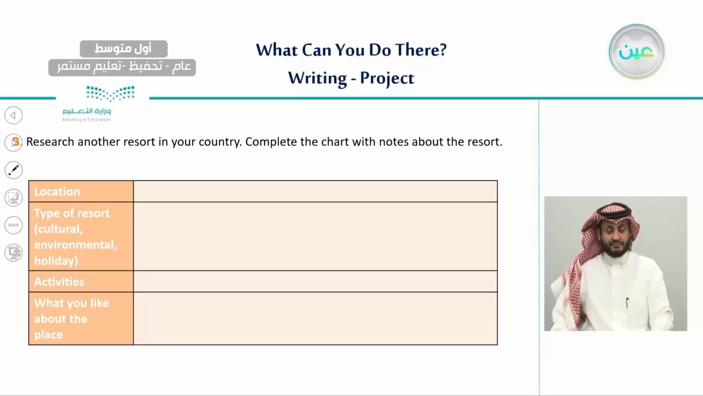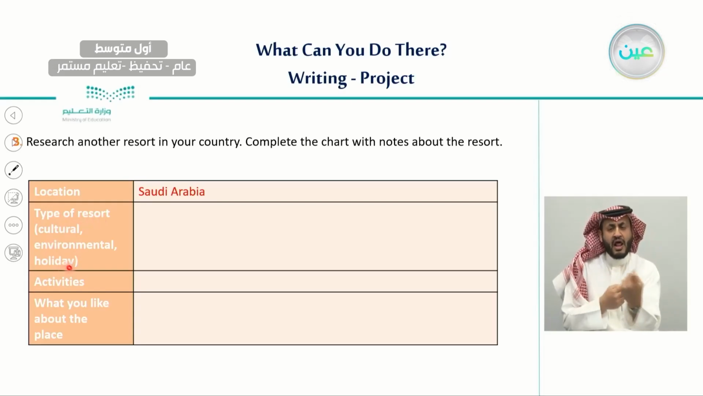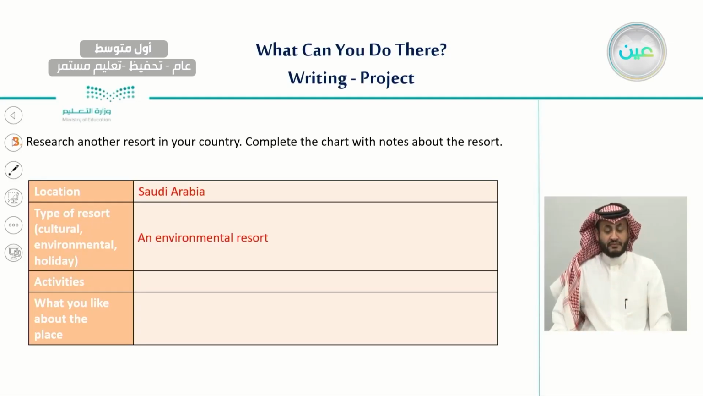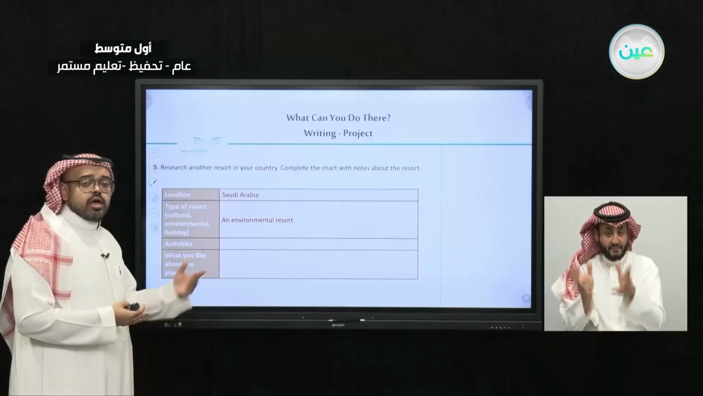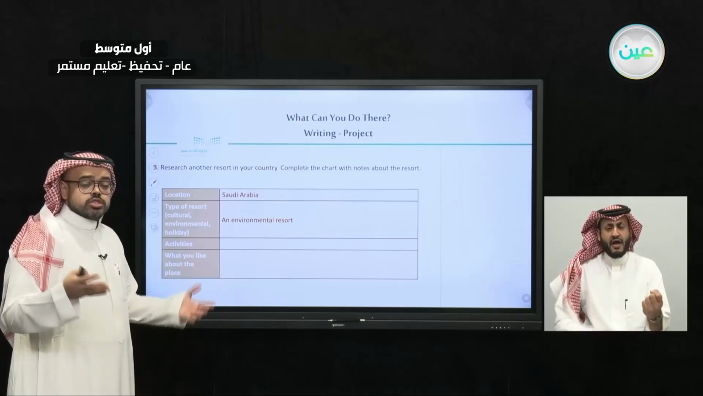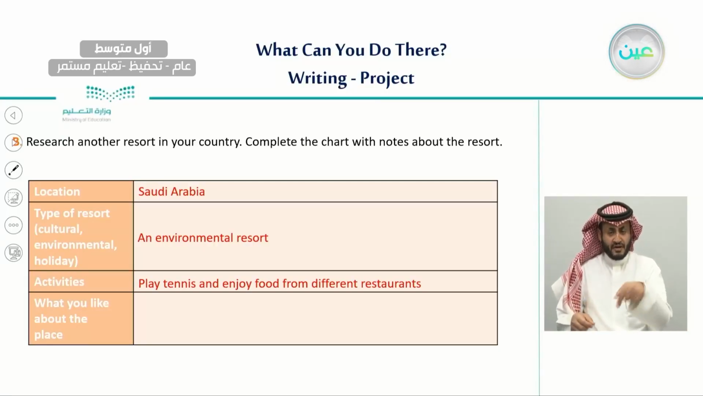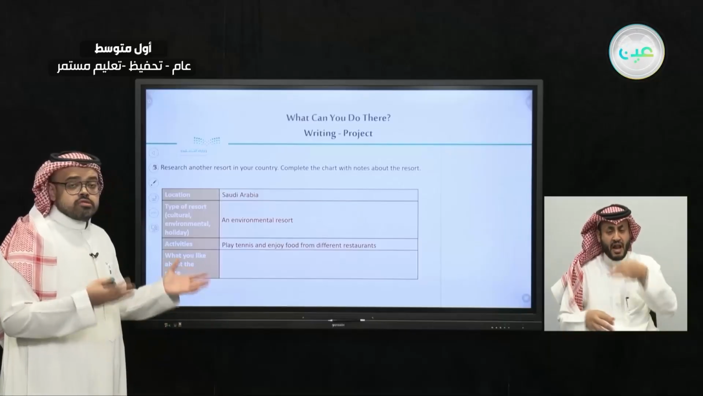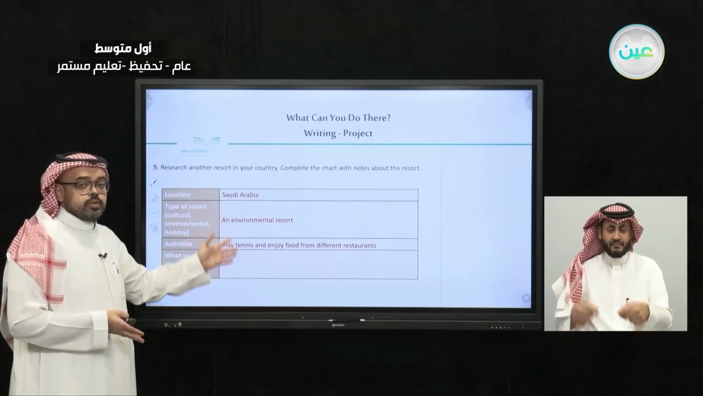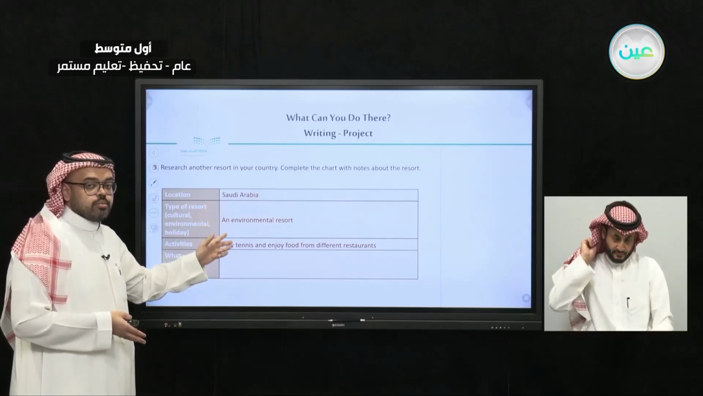So when we talk about the location, when we think of a resort and its place, we can say that we know a resort in Saudi Arabia. And the second one, what type of resort? Is it cultural? Is it environmental? Is it holiday? Let's say that it is an environmental resort, like for example in forests or in beaches and so on. And what kind of activities can we do when we go to this resort? We can play tennis, we can enjoy food from different restaurants and cafes. So this is the kind of activity we can do when we go to an environmental resort.